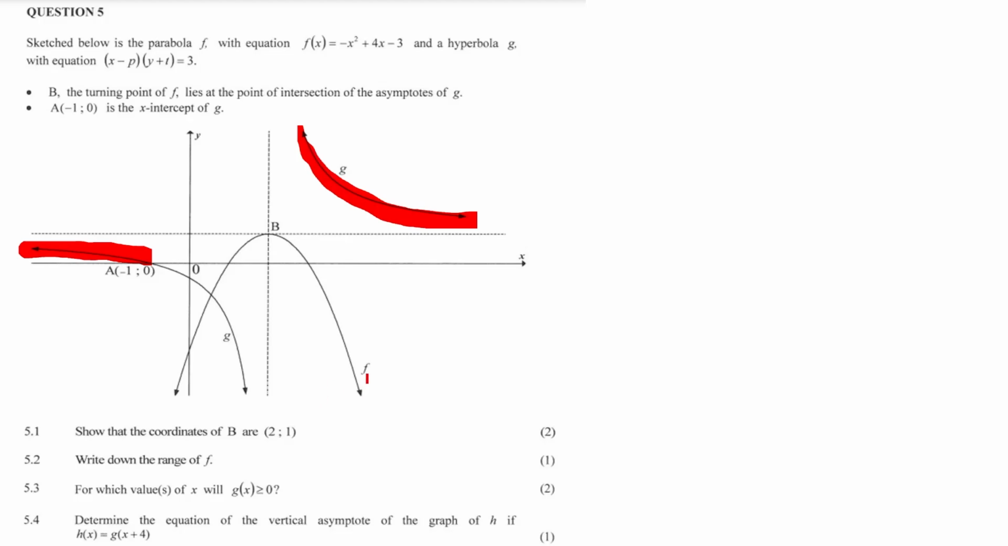So you're probably wondering, okay, now that we've identified it, we've understood it, we've visualized it, how do we write it?